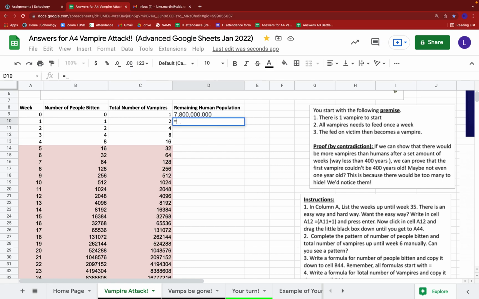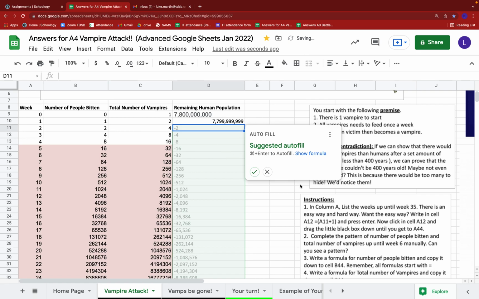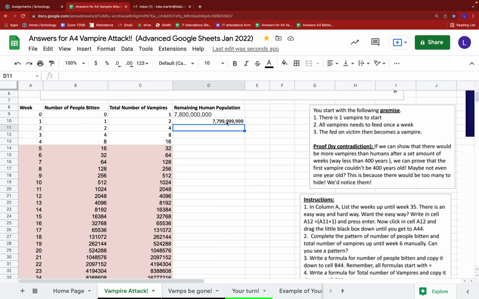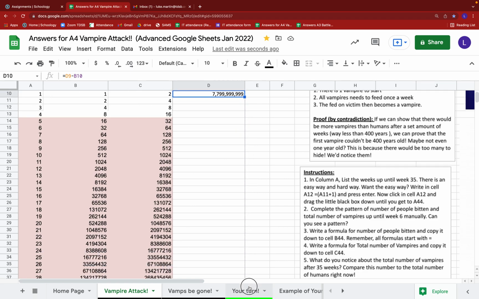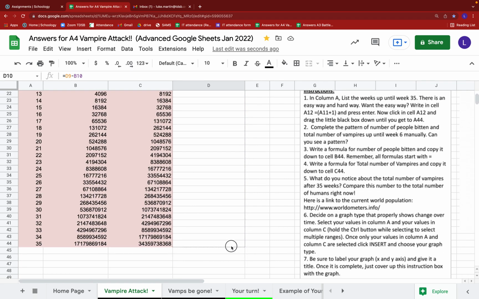So equal sign, the thing above it, which is the old population, minus the number of people bitten. Enter. Okay. Don't always take these suggested autofills. This one is not accurate. I'm going to reject it. And I'm going to take the formula that I did instead, and I'm going to pull this down to the bottom to match it up.